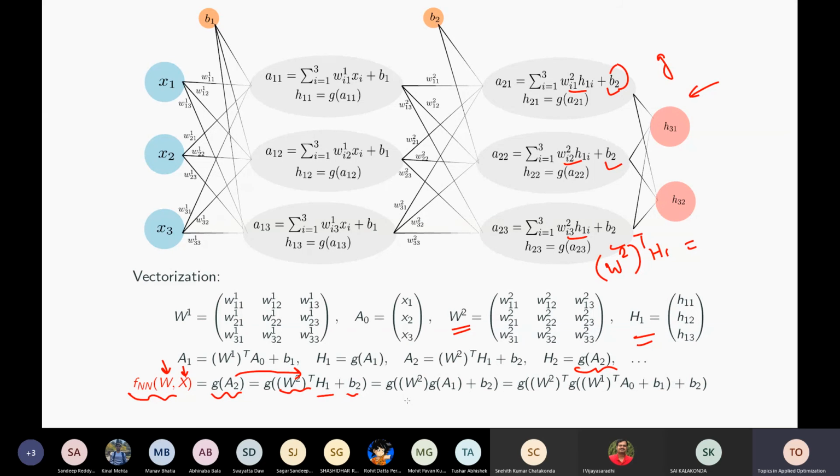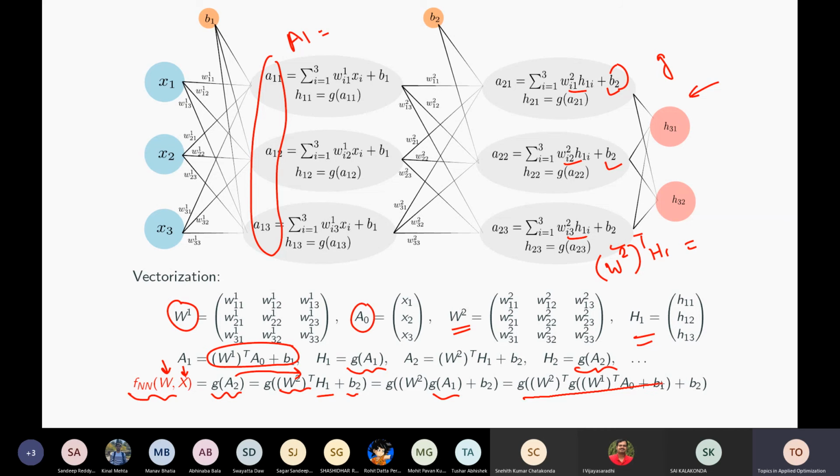Okay, and then H1 is G times A1, right? So I have substituted G times A1 here. And then A1 was W transpose this. So this is A1, and that is given as W1 transpose A naught, this one, right?